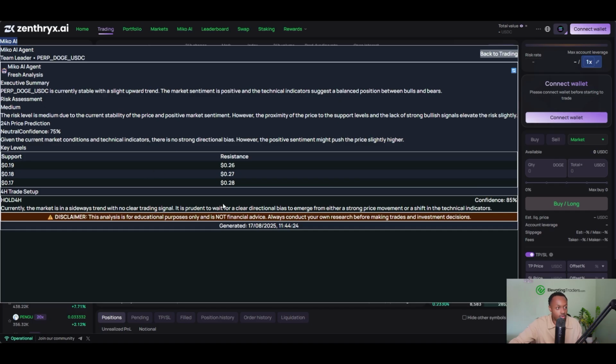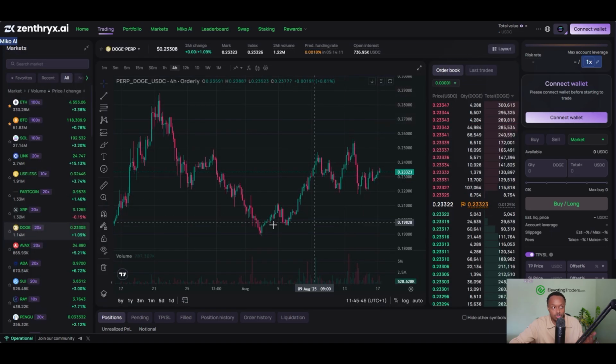It is prudent to wait for a clear directional bias to emerge from either a strong price movement or a shift in technical indicators. So there is no setup to trade here. The setup is to basically hold and wait for something actionable to actually trade.